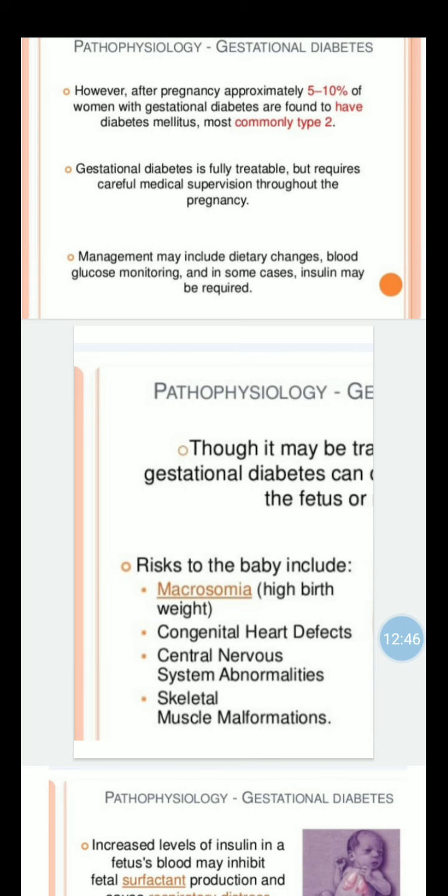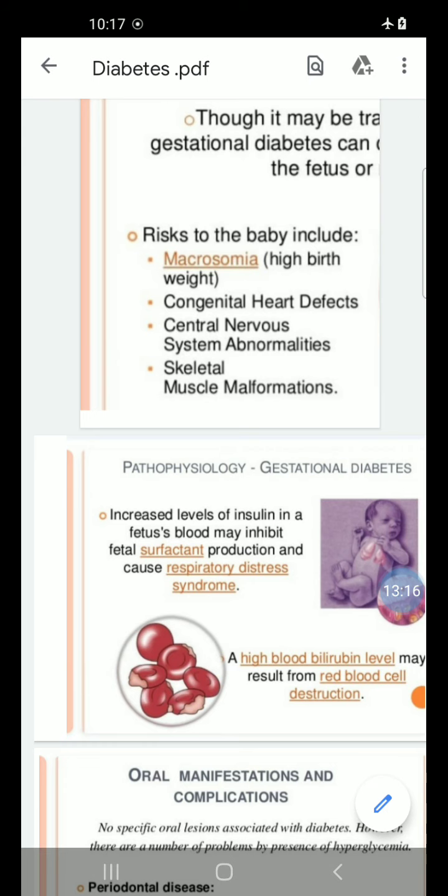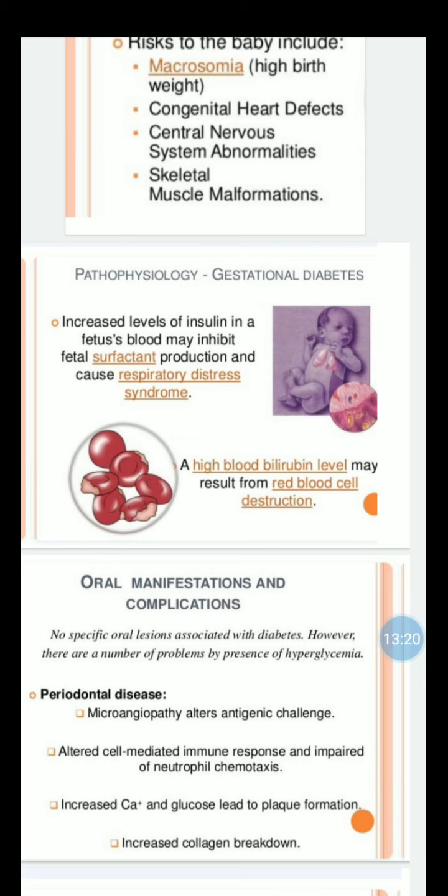The risks of this third type of diabetes include macrosomia, which means high birth weight, then congenital heart defects, central nervous system abnormalities, and skeletal muscle abnormalities. The increased level of insulin in the fetus's blood may inhibit fetal surfactant production and also cause respiratory distress syndrome. A high blood bilirubin level results from the destruction of red blood cells, that is RBCs.